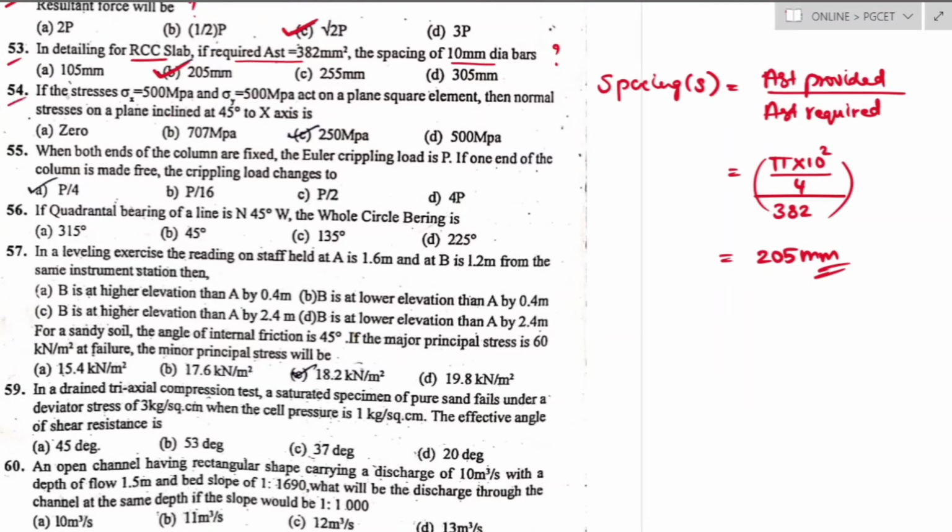Question number 54. If the stress sigma x is equal to 500 MPa and sigma y is equal to 500 MPa acting on a plane square element, then the normal stress on a plane inclined at 45 degrees to the x axis is. So the normal stress at any angle is given by the formula: sigma x plus sigma y by 2, plus sigma x minus sigma y by 2 into cos theta.